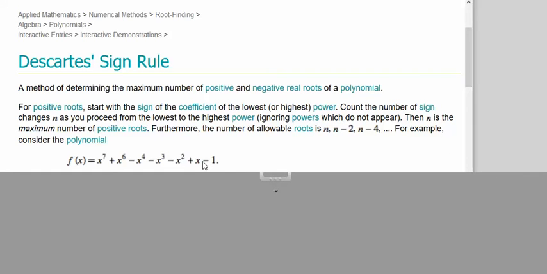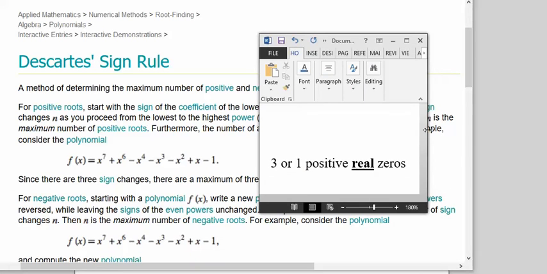So let me write down that conclusion. My conclusion about this polynomial is that there's 3 or 1 positive real zeros. The maximum is 3, but the good news is there's definitely 1 real zero, and so I'm going to probably look pretty hard to find that.